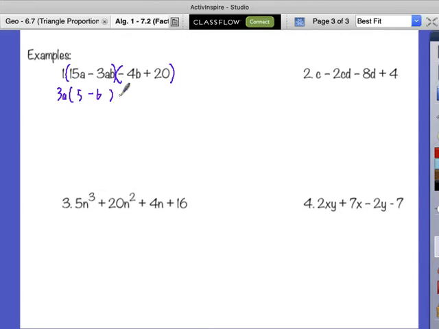So we're going to put a negative 4 out. So we have b, and Levi said minus 5. Now, here's the thing.